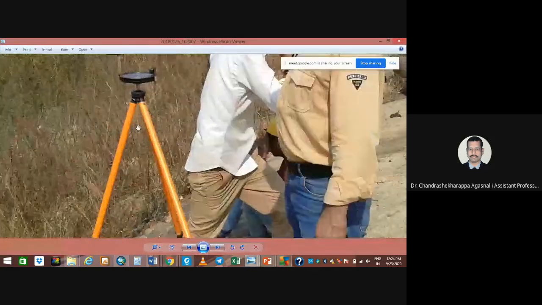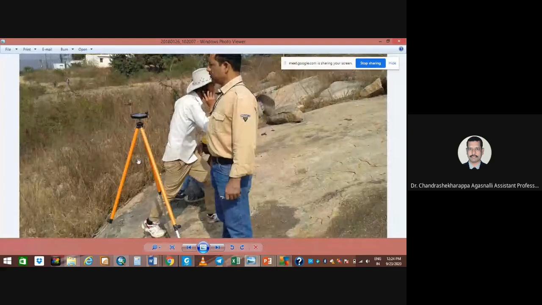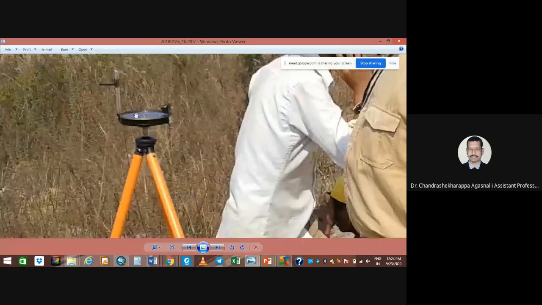Yes. This is where you can fix the tripod. When you are fixing the tripod here, from this center point you can mark this point. Either you can use a plumb bob from here to fix this point, or you can use this small stone. You can draw from this point to here and mark it on the ground. That is one type. And then leveling will be done along with the centering.